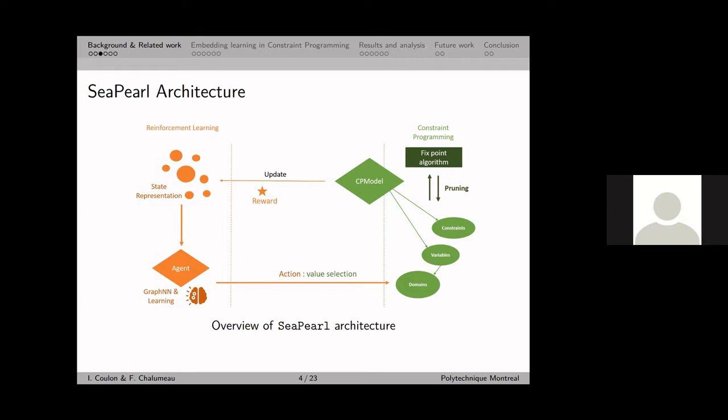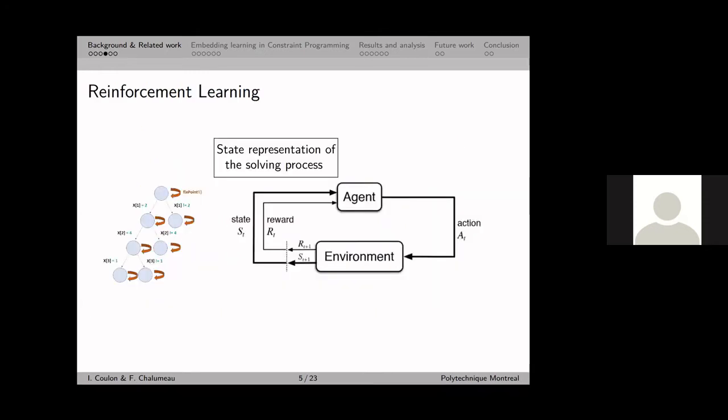So here is a quick overview of our architecture. In green, you can see a classic CP solver architecture. And what we want to do is use a reinforcement learning agent to handle the value selection part. So we'll have time to see this architecture later. Let's now focus on the reinforcement learning framework and how it works.